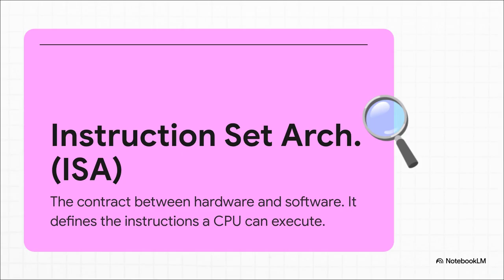The ISA is the official contract. It's the sacred rulebook that sits right between the hardware and the software. Compilers promise they will only generate binary code that follows these rules, and chip designers promise they will build hardware that can perfectly execute any command that follows those same rules.